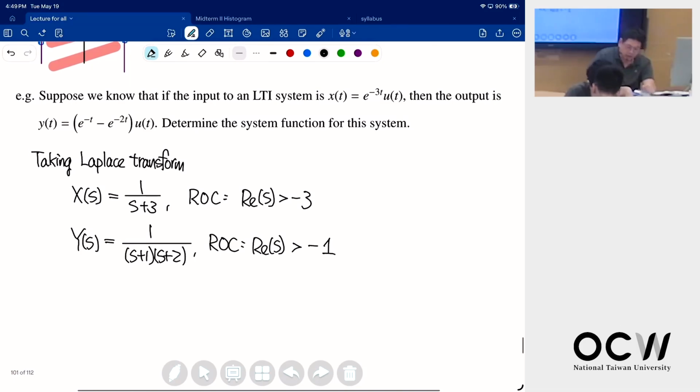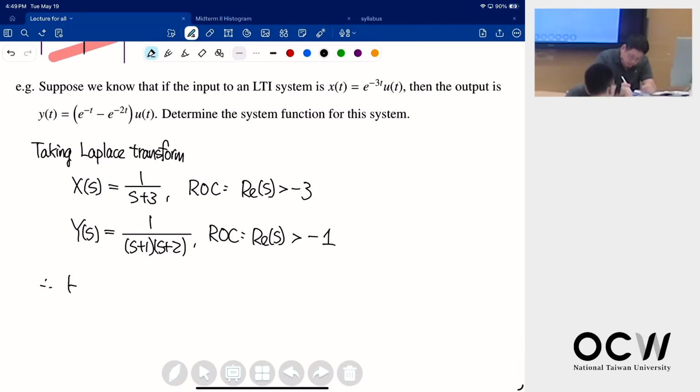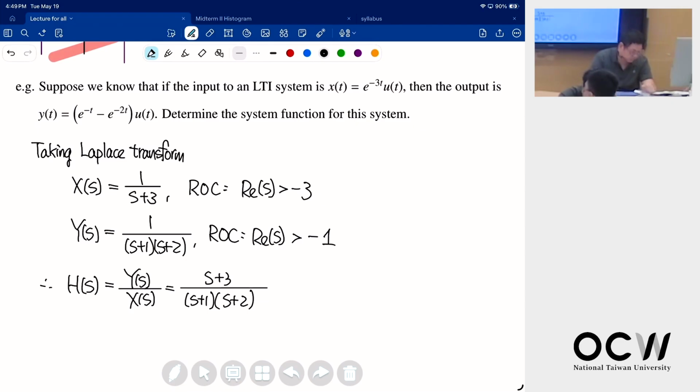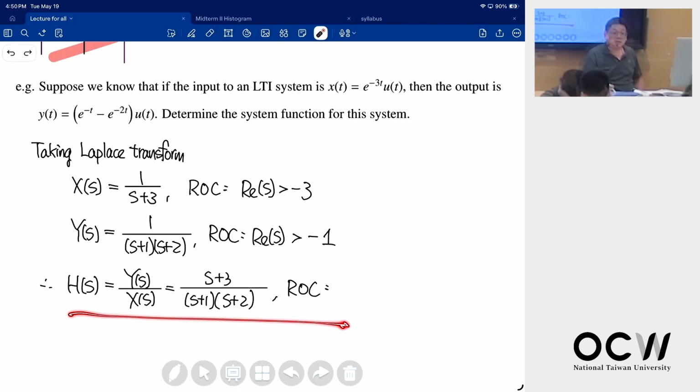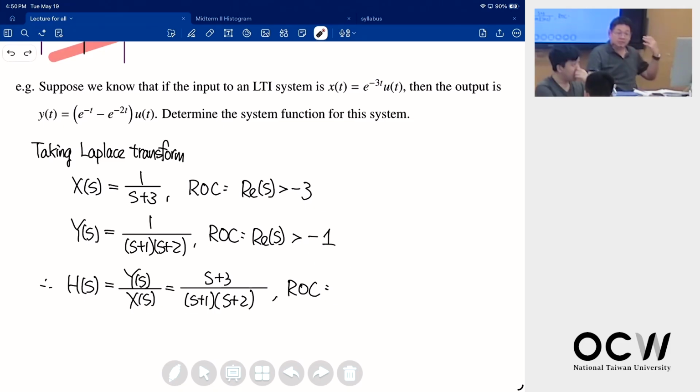So what is H? We know the system function should be the output divided by the input, and this gives us s plus 3 divided by s plus 1 times s plus 2. What is the region of convergence? Same as Y? Why? Any reason that you can explain?